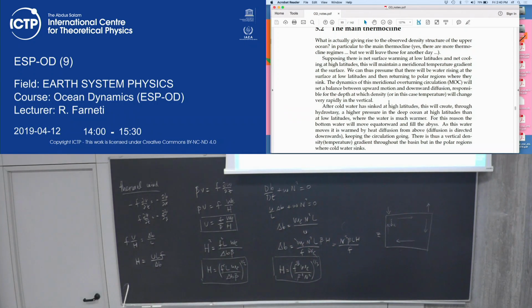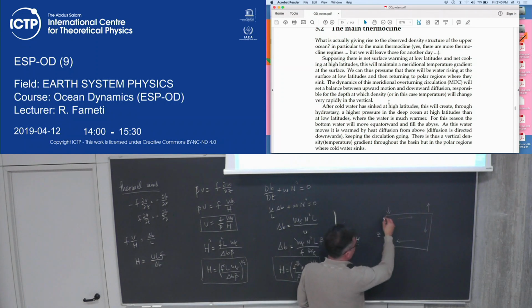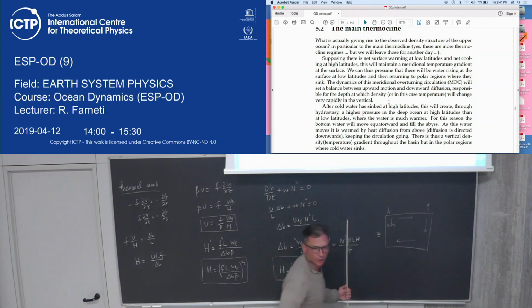Okay? So that's the region where density will change very rapidly in the vertical. So here is very cold, here is very warm. There will be a region where there is strong mixing and this cold water becomes warmer. Okay? And there's actually a region where the density or the temperature changes very rapidly, and that's the thermocline.